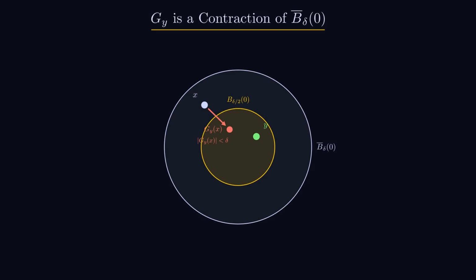The arrow shows the containment property: the estimate from the previous slide, norm of y below delta over 2, plus the Lipschitz bound on h, keeps g sub y of x strictly inside the delta ball, so g sub y maps the closed ball into itself. The brackets show the second ingredient: the y term cancels in g sub y of x prime minus g sub y of x. The Lipschitz half bound on h then makes g sub y a contraction with constant 1/2 on the complete closed ball. The contraction lemma applies.